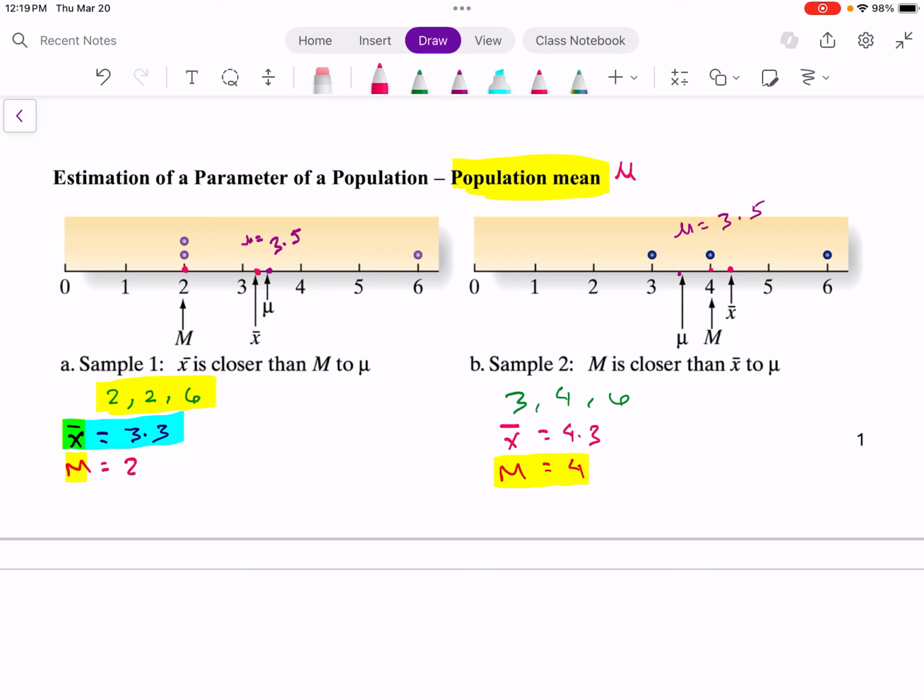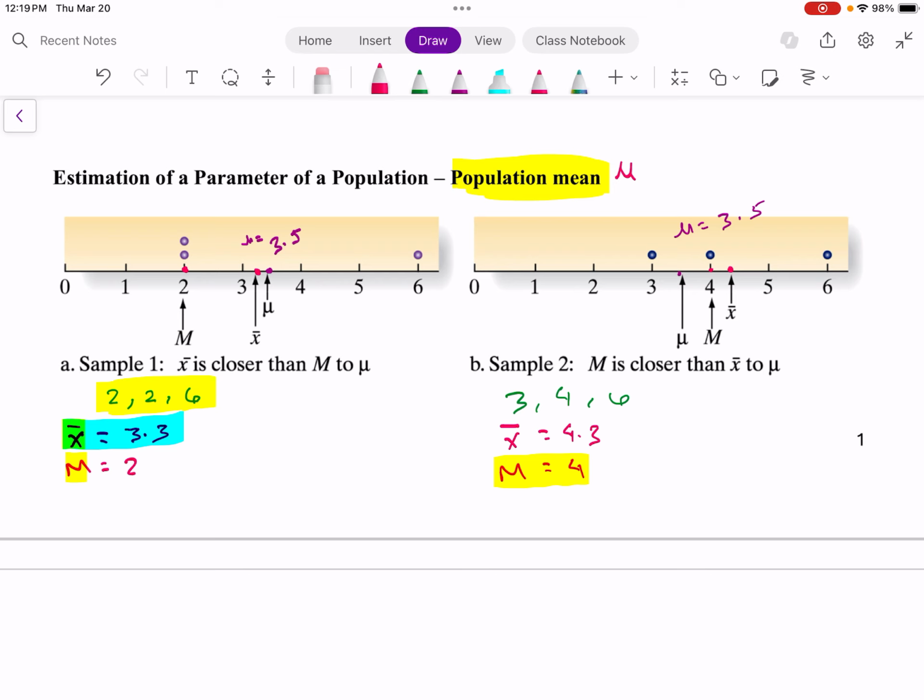Now if we have a third sample, which one will be the good estimator? Are this information enough for us to make a decision here? According to sample 1, mean is a good estimator. It means we can use mean to estimate our population mean. From sample 2, we know that median is close to population mean. It means median is a good estimator for population mean. And if we have a third sample, then we might get median or mean.